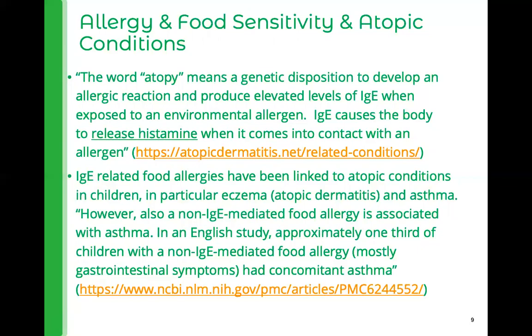So the atopic conditions then. If you look at the actual word, it means a genetic predisposition to develop an allergic reaction and produce elevated levels of IgE when exposed to an environmental allergen. And what it does, as I'm sure you're aware, is IgE causes the body to release histamine when it comes into contact with that allergen. So when we're talking about atopic conditions, that's what it is. That person has a genetic predisposition to developing this allergic reaction where they have higher levels of IgE, which leads to histamine release.